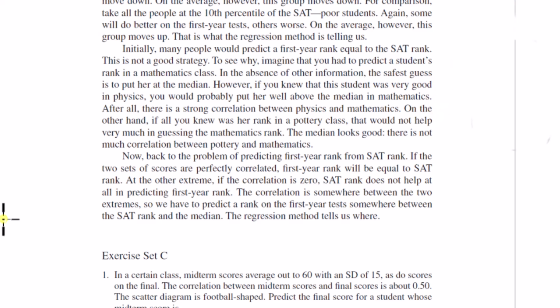Okay, now I realize you're probably scratching your head a good bit at this point. And so I'm going to address this confusion, but let's first go ahead and read this last paragraph. So it says, now back to the problem of predicting first year rank from SAT rank. If the two sets of scores are perfectly correlated, first year rank will be equal to SAT rank. At the other extreme, if the correlation is 0, SAT rank does not help at all in predicting first-year rank. The correlation is somewhere between the two extremes. So we have to predict a rank on the first-year test somewhere between the SAT rank and the median. The regression method tells us where.